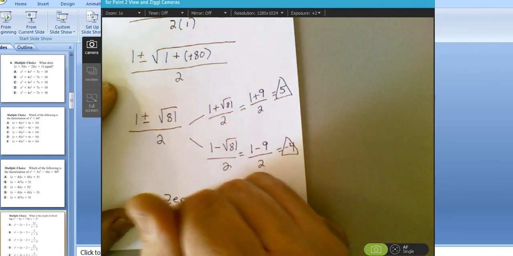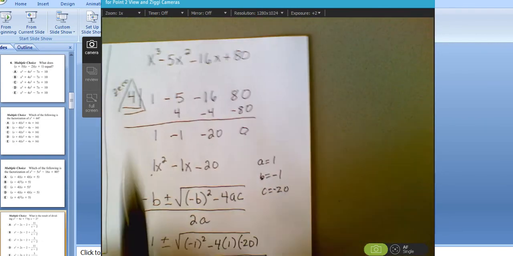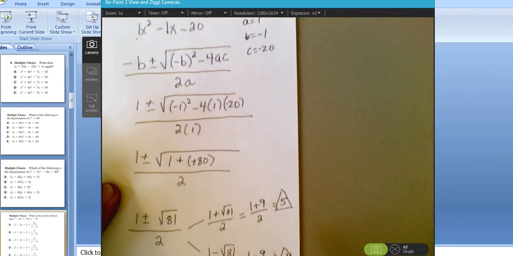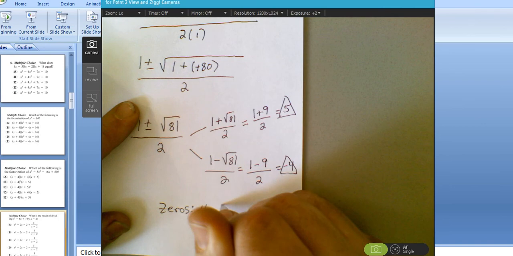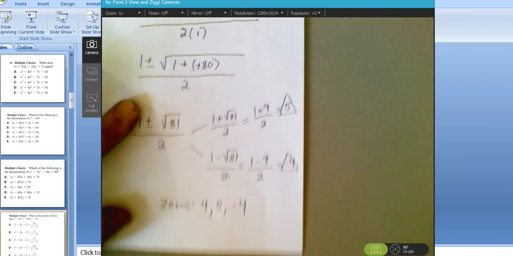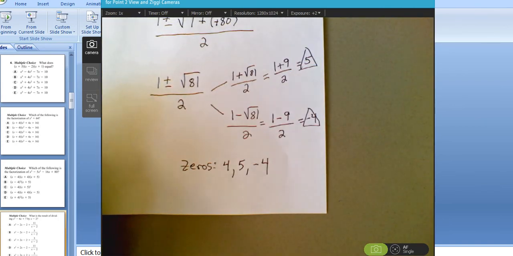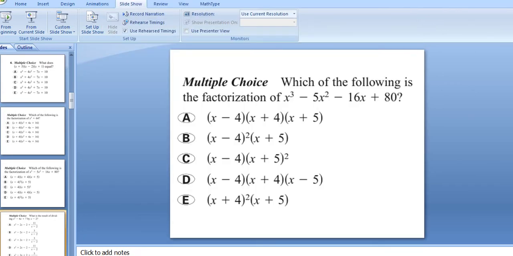So my zeros, in conclusion here: 4, 5, and negative 4. Looking at my answers here, 4 makes this group a 0, 5 makes this group a 0, negative 4 makes this group a 0. My answer is A.